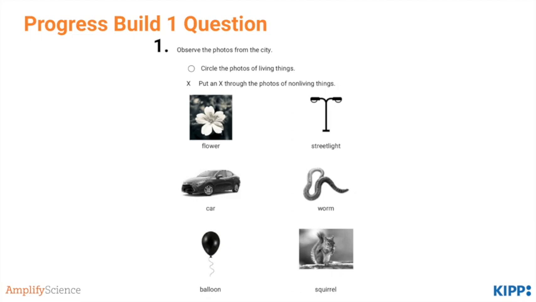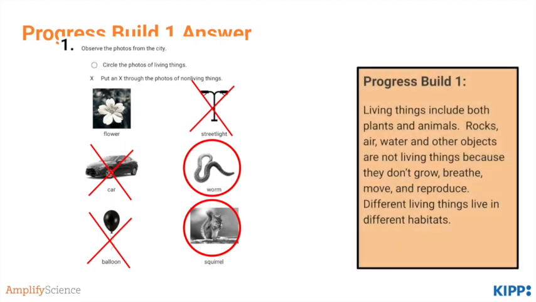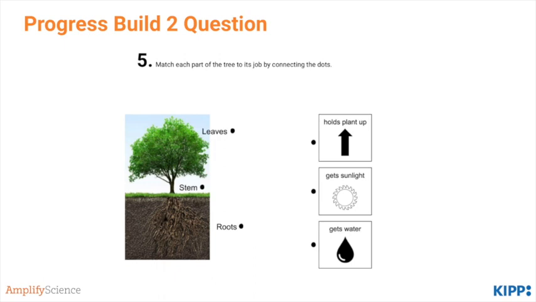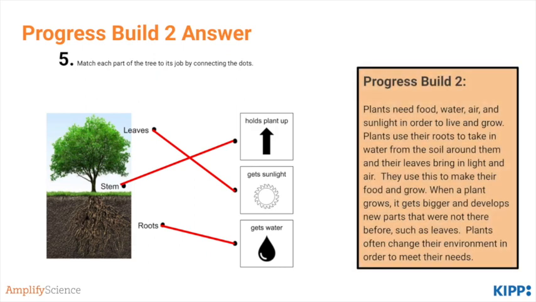So question number 1 assesses Progress Build 1. Go ahead and complete this and then check back here. All right, go ahead and check your answers here. Here's a question that assesses Progress Build 2. Take a second to do this and check back here. Here's the correct answer for that. And once again, what Progress Build 2 looks like. Go ahead and take a second to read it.